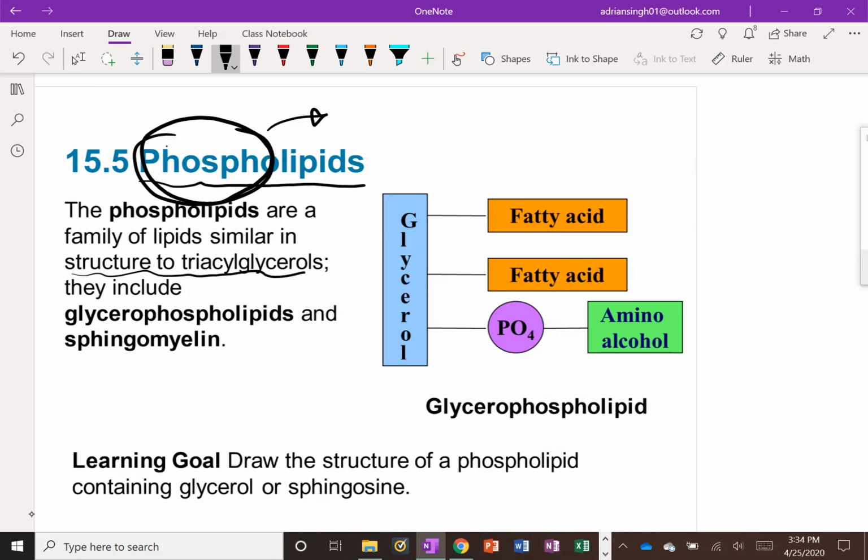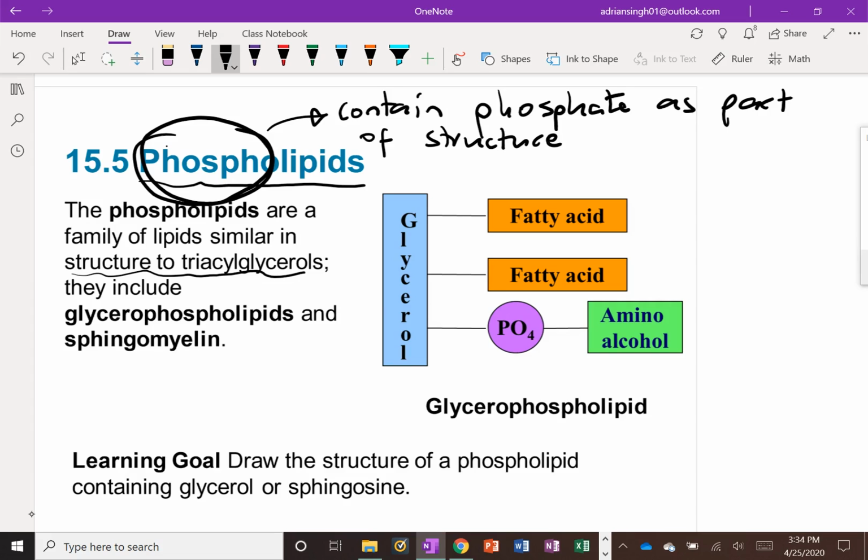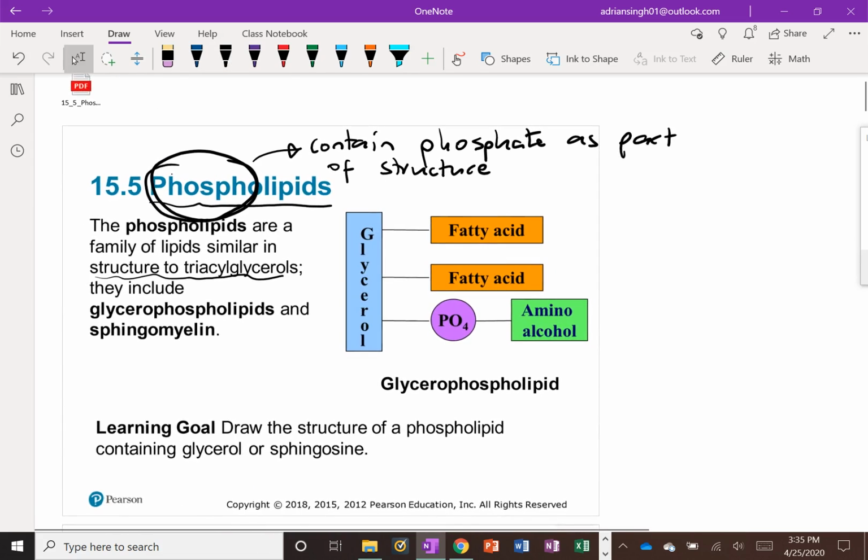So this suggests then that they're going to contain phosphorus, but not just phosphorus, they're actually going to contain phosphate as part of the structure. And what that does, as we'll see down the road, is it actually gives these phospholipids a very, very important characteristic that allows it to carry out their functions, whatever that function happens to be. We'll take a look at some subcategories of these phospholipids.